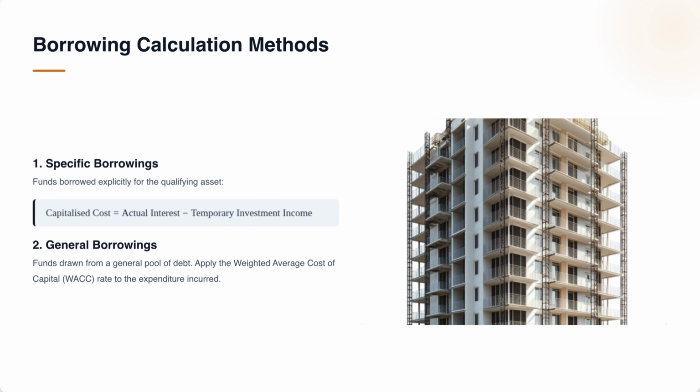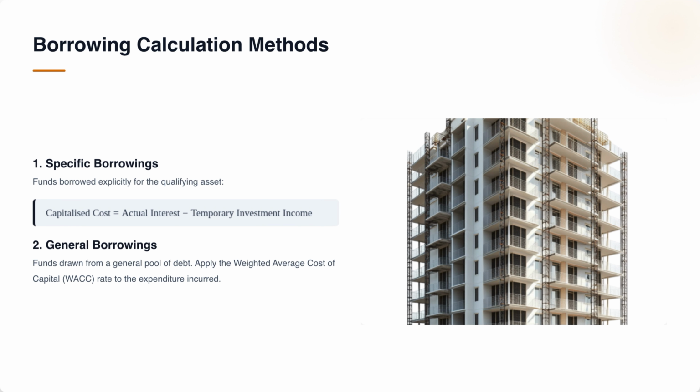Now let me explain how we actually calculate the amount to capitalize. There are two scenarios you will encounter in exams. Scenario 1. Specific borrowings. This happens when a company takes out a dedicated loan specifically to build a particular asset. The formula for specific borrowings is capitalized borrowing cost equals actual interest incurred minus any temporary investment income earned. Why do we deduct investment income?